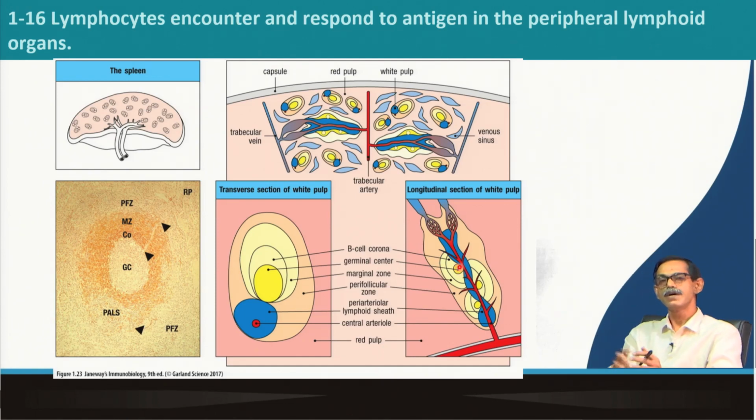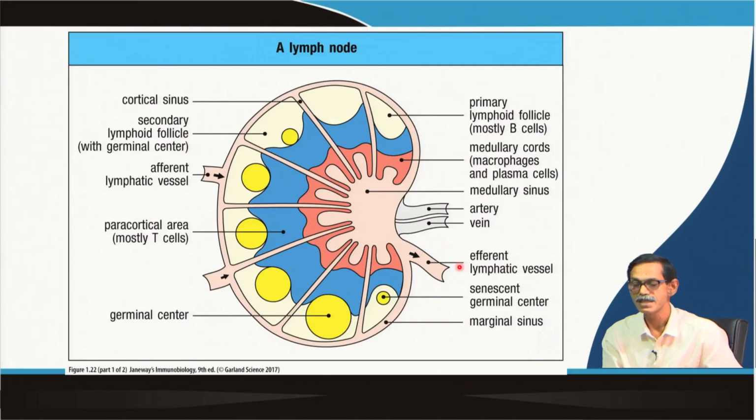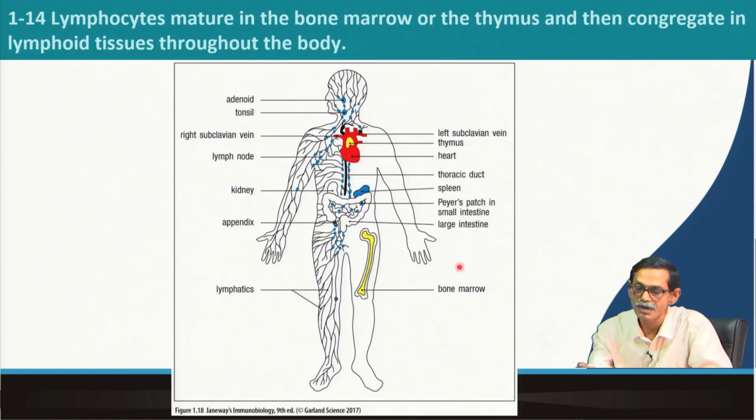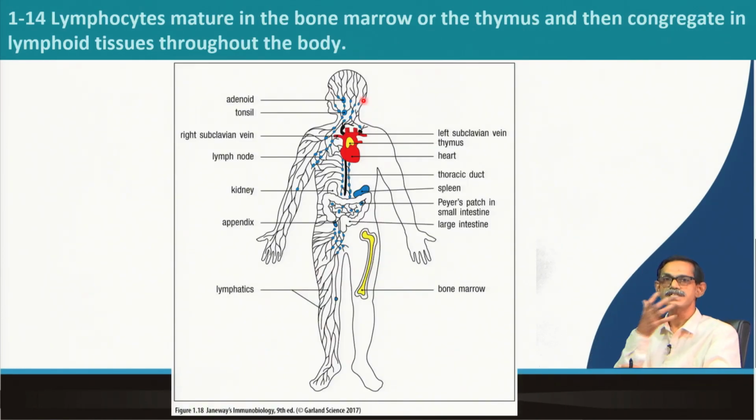So, it depends where the infection happens, which is the nearest lymph node or lymphatic organ. Say for example, if you go here. If there is any infection in the teeth or mouth or in the throat, we are very much acquainted with that.